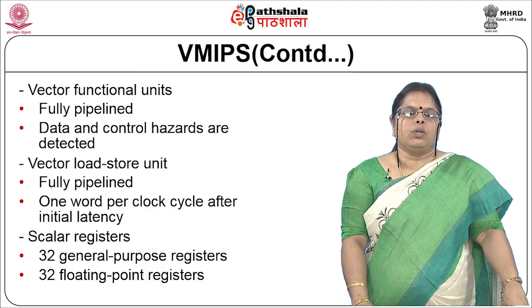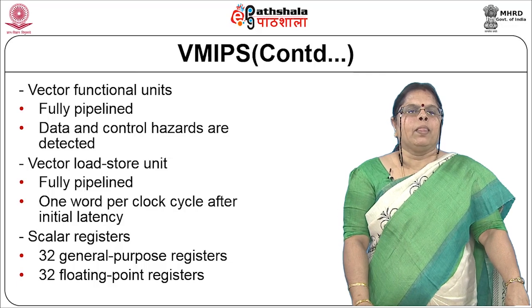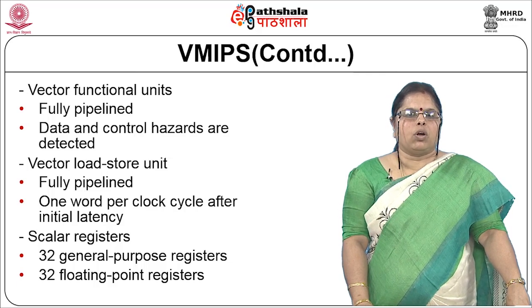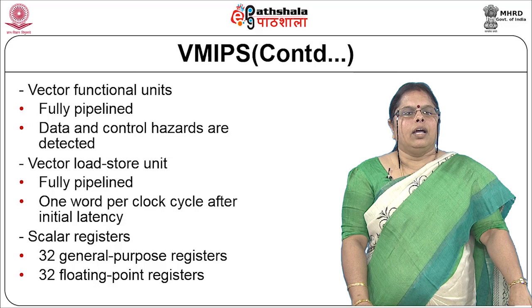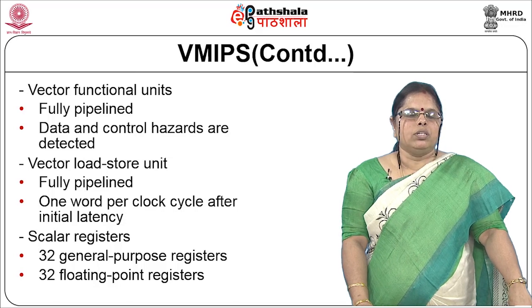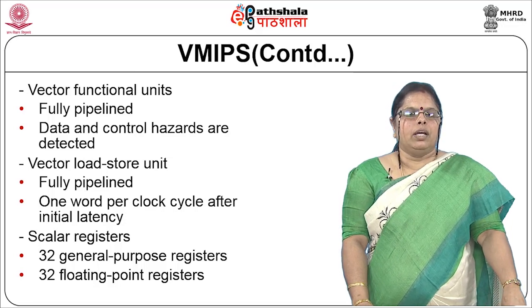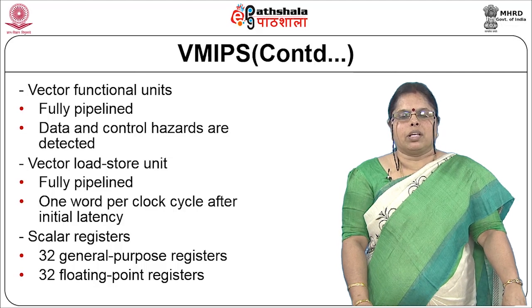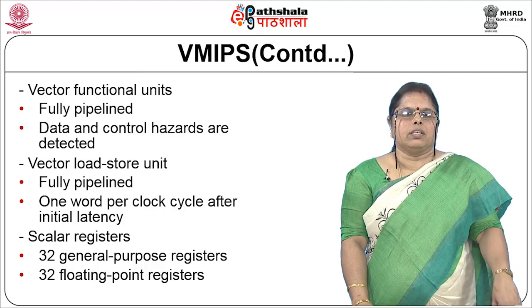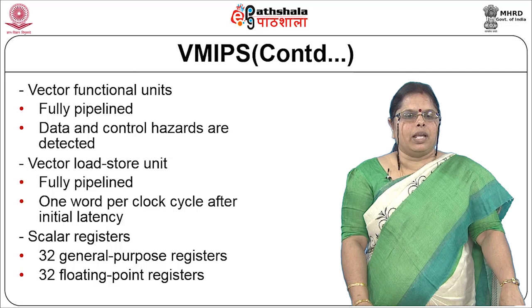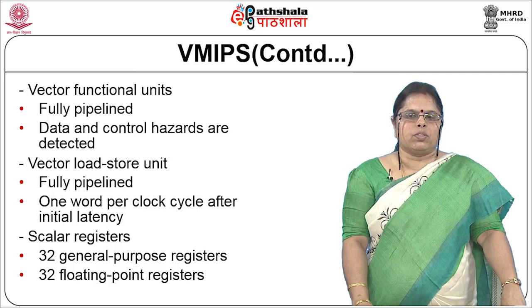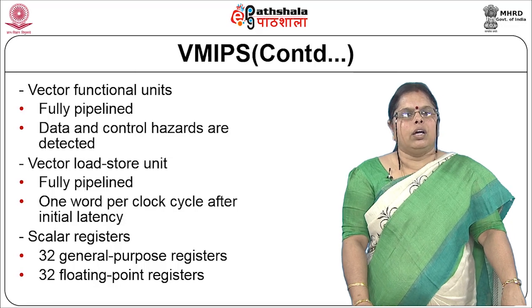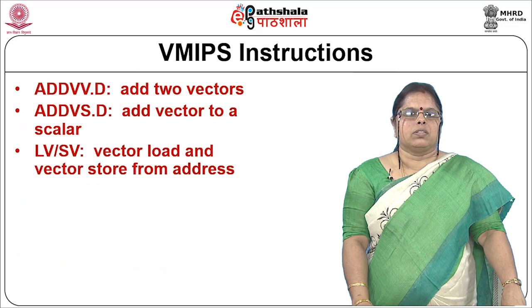So, vector functional units are normally fully pipelined, and data and control hazards are automatically detected and handled. You have vector load store units which are again fully pipelined, and you try to get one word per clock cycle after the initial latency. You also have support for scalar registers. So, you do not just look at vector registers alone. If you look at the VMIPS architecture, we have 32 general purpose registers and 32 floating point registers.